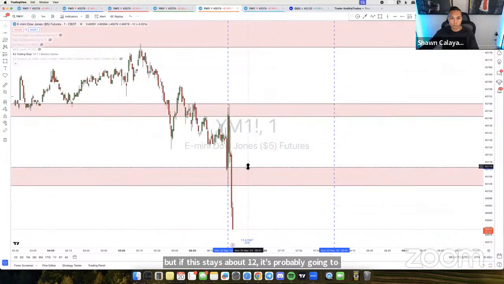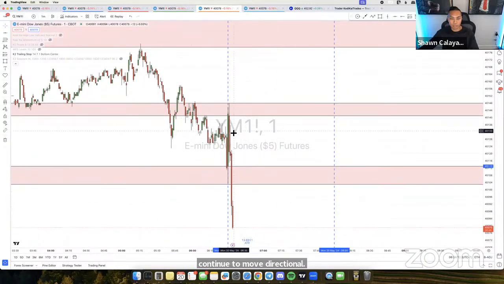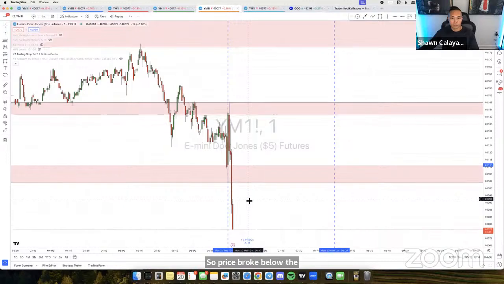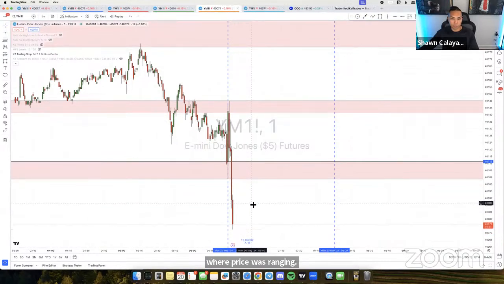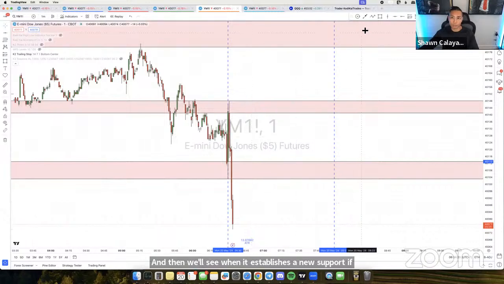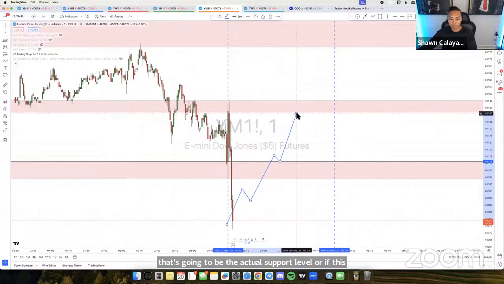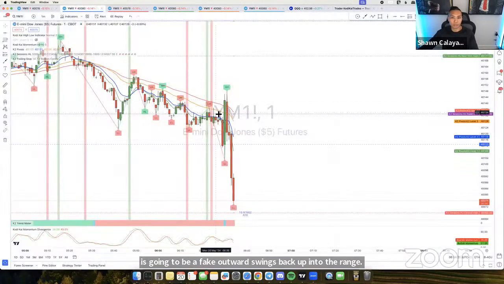So price broke below the support right here. You can see where price was ranging. And then we'll see when it establishes a new support, if that's going to be the actual support level, or if this is going to be a fake out where it swings back up into the range. Either way, it doesn't really matter to us. We are just waiting for some confirmation here.